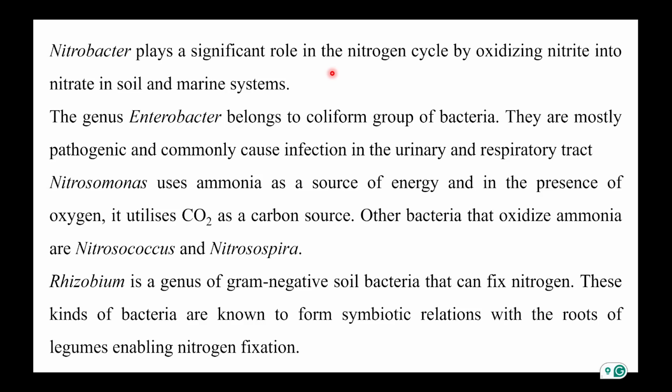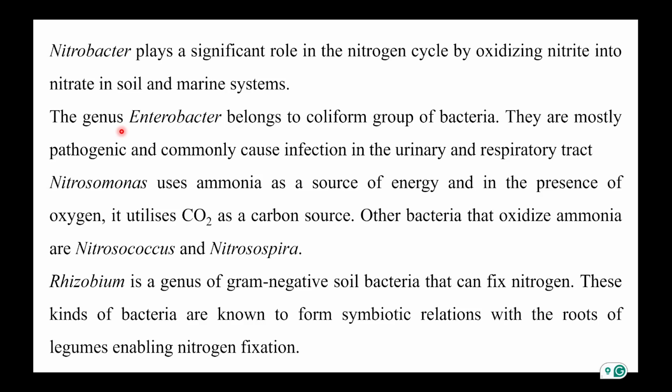In the previous class, I had explained how many electrons are involved in this whole nitrification process, and I had shown the reactions there too. If you haven't seen, you can revisit the video or the slides. Okay, so nitrobacter is the bacteria that plays the role in the oxidation of nitrite into nitrate. Then enterobacter, the second option, is a coliform bacteria, and it is mostly pathogenic, and it causes UTI and respiratory tract infections. Then nitrosomonas, we already discussed.